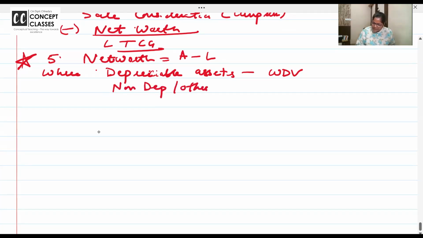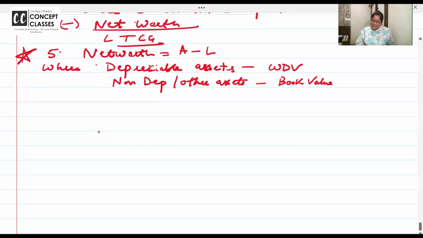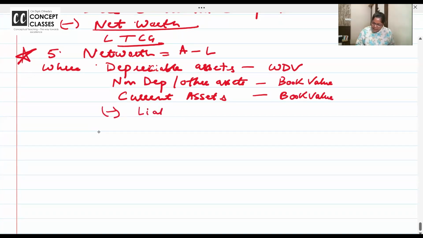Non-depreciable other assets, book value. Current assets will be there: cash, bank, debtors, all at book value. Less: liabilities. Current liabilities, long-term liabilities, whatever they are, at book value. You get the net worth.